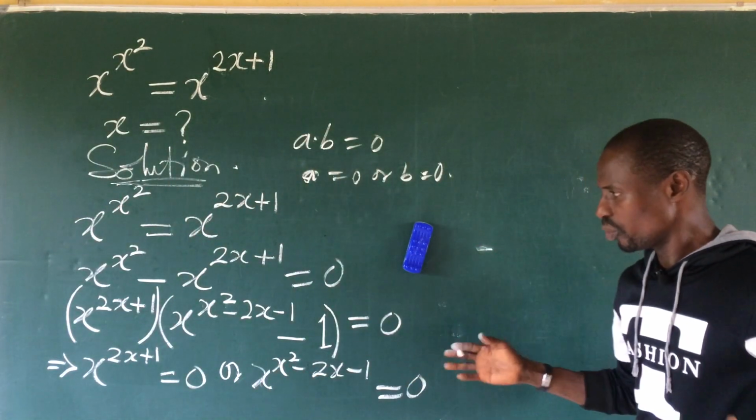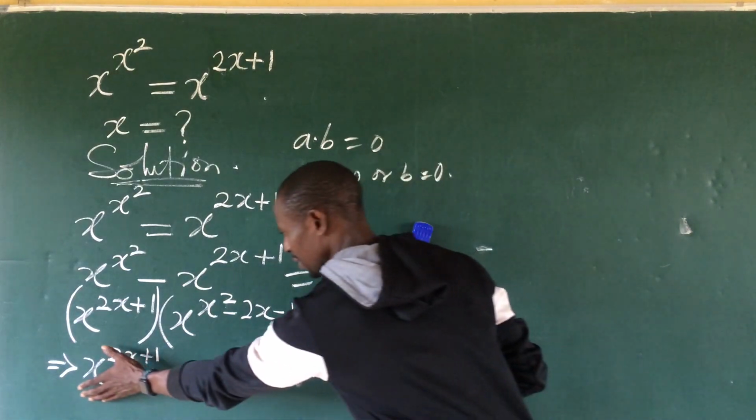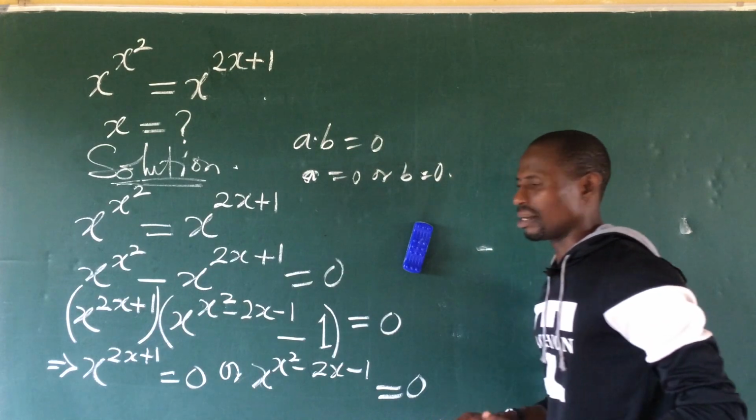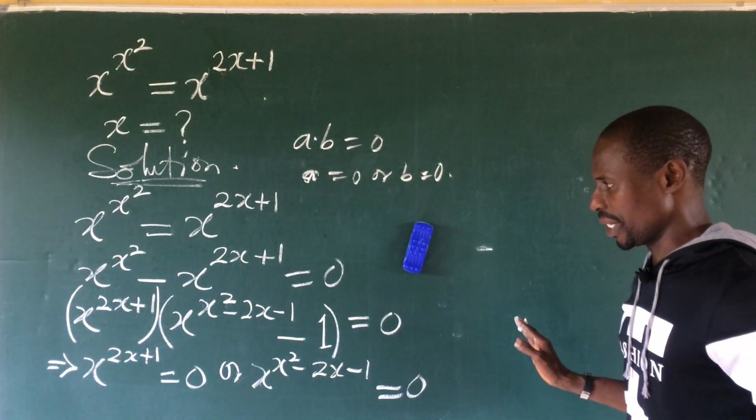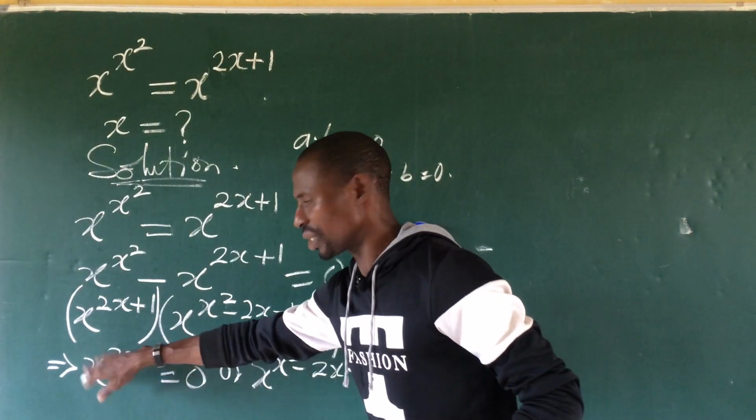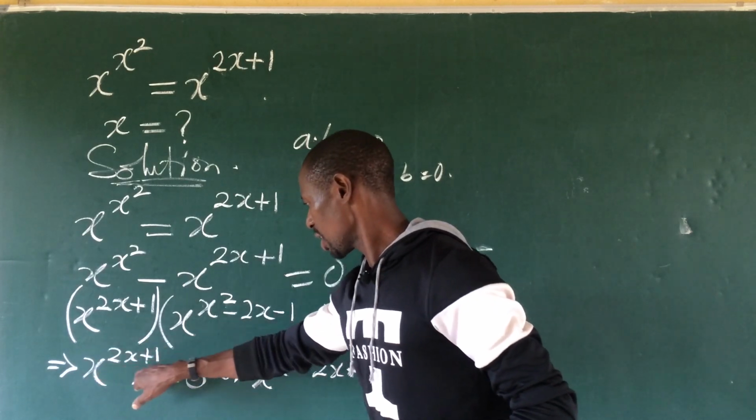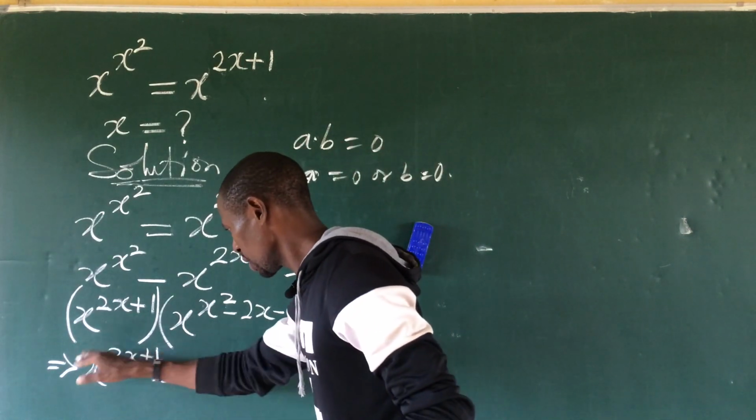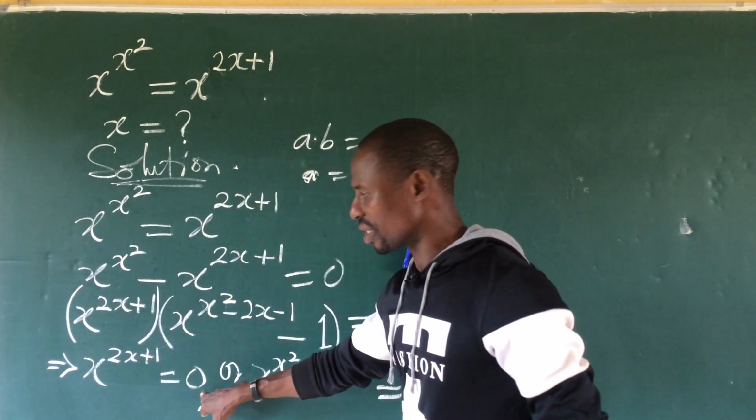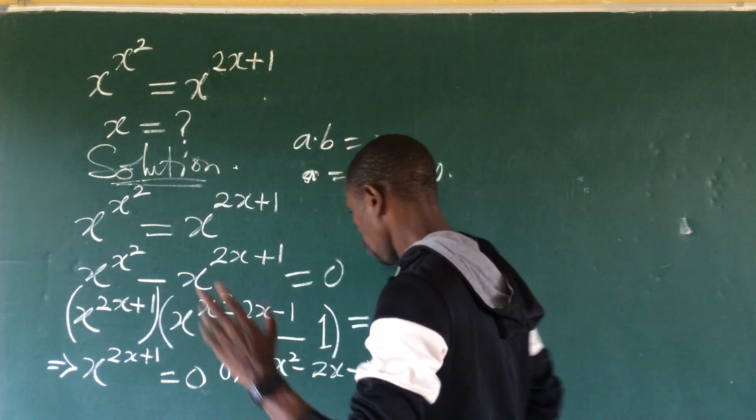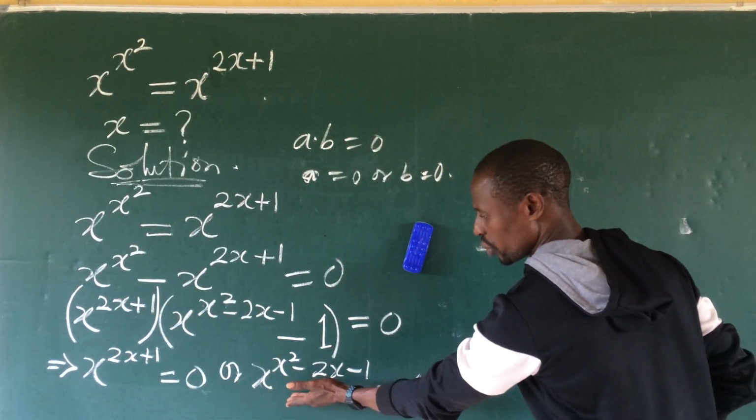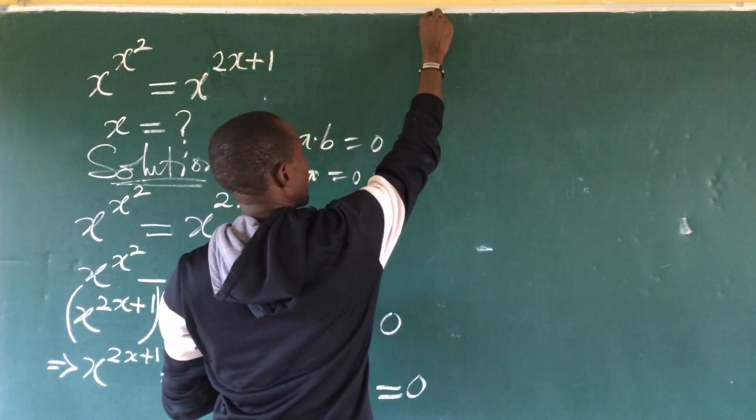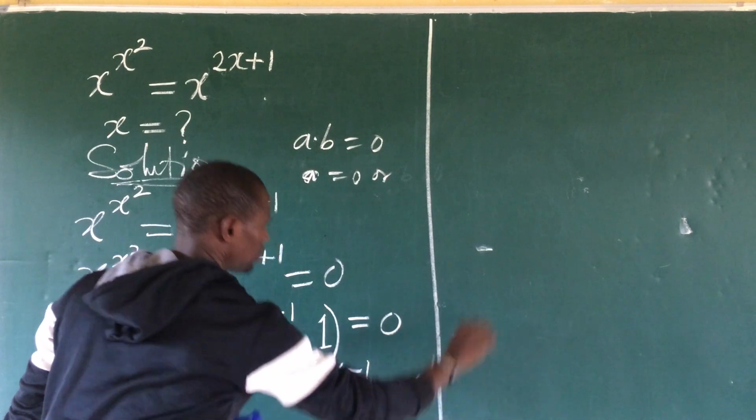Good. So we now have 2 equations. Look at the first one, case 1. This does not have a solution. There's no solution for case 1, x to the power of 2x plus 1 equal to 0. There is no number you're going to put in place of x that is going to give us 0 here. All right, so with that, let's take our case 2. Let's erase this and take our case 2.